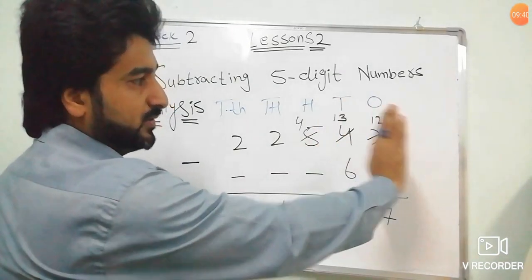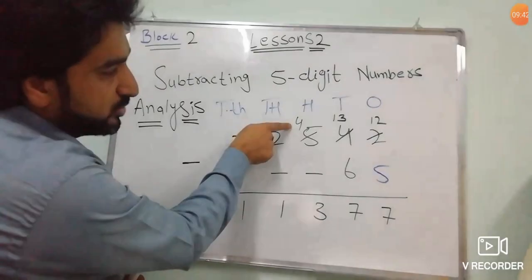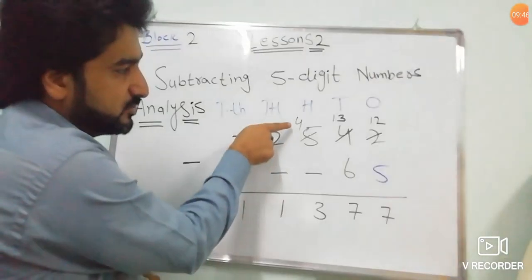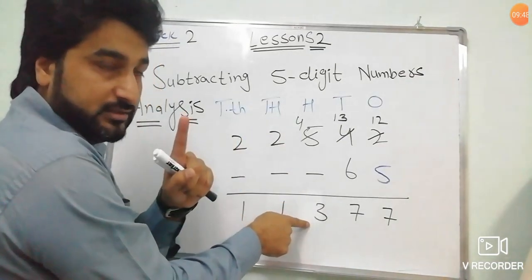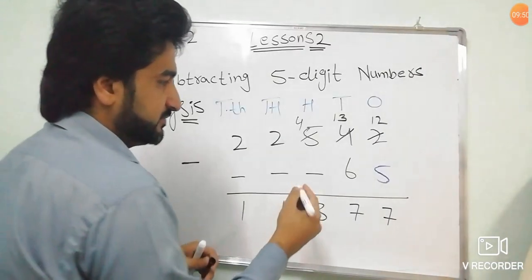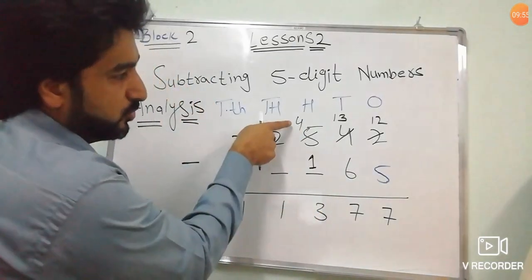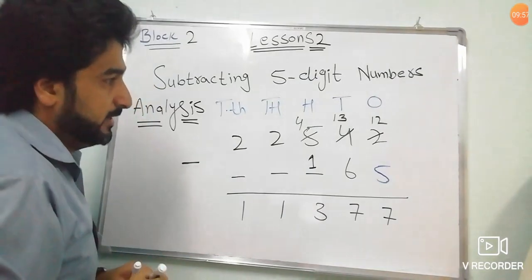So till this point you solved it. Now the digit is 4 here. The missing digit we don't know. As you can easily see, if you subtract 1 from 4, you get 3. So you can write 1 in the missing place. Again you can check: 4 minus 1 is 3.